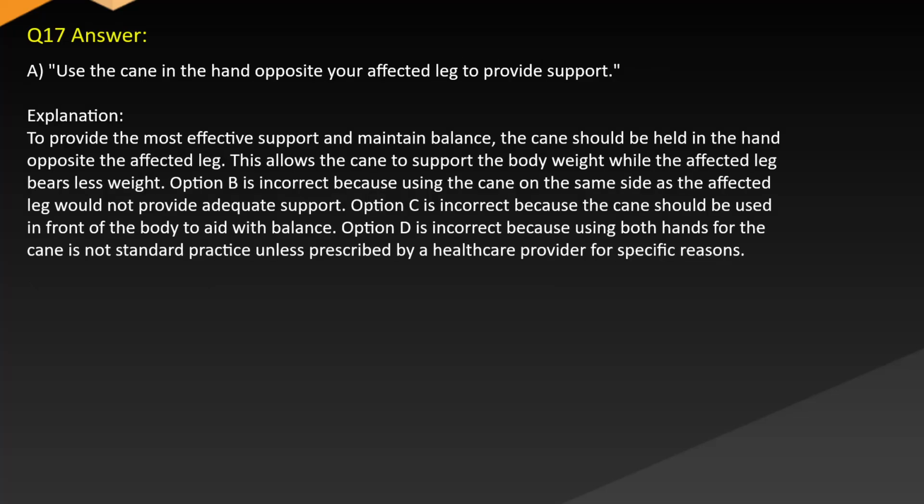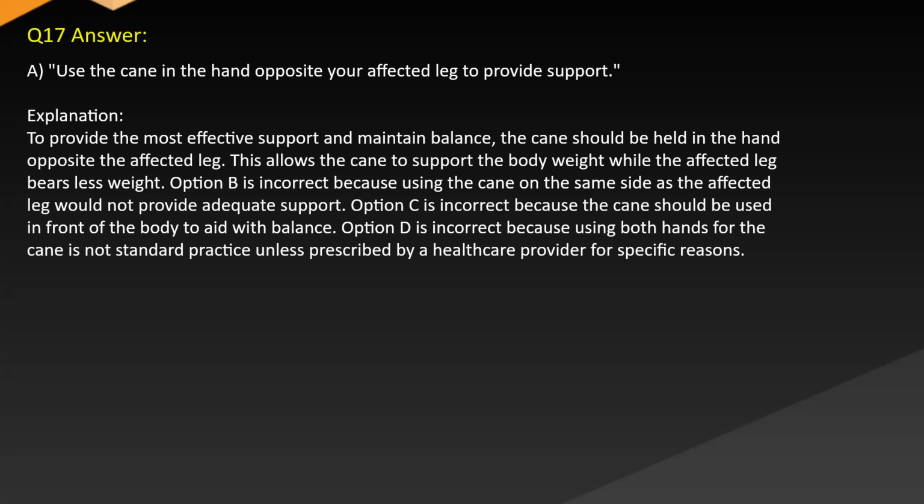Answer: A. Use the cane in the hand opposite your affected leg to provide support. Explanation: To provide the most effective support and maintain balance, the cane should be held in the hand opposite the affected leg. This allows the cane to support the body weight while the affected leg bears less weight.